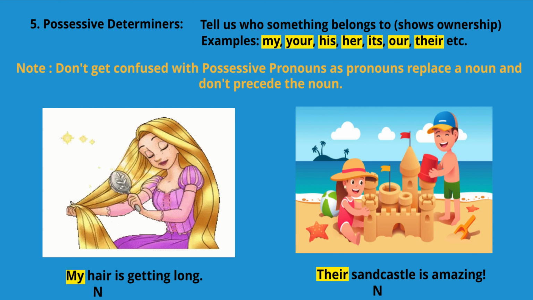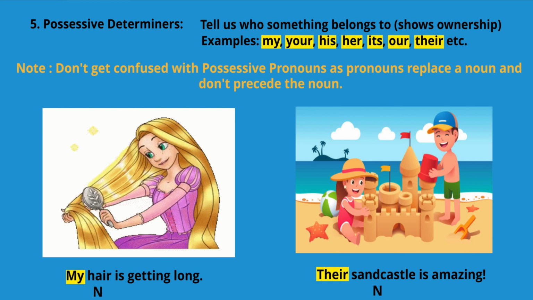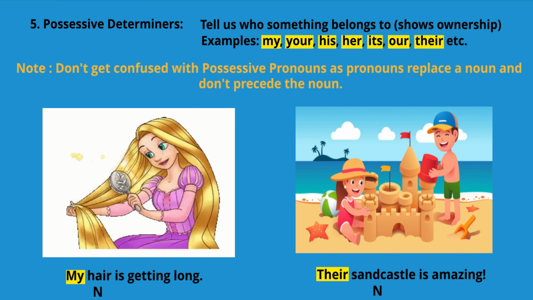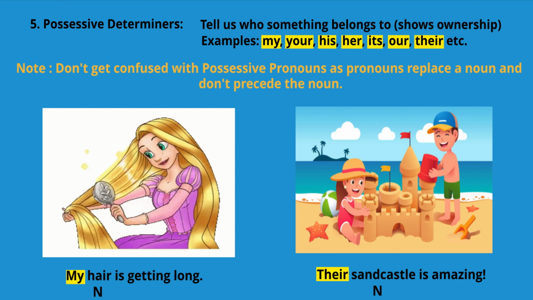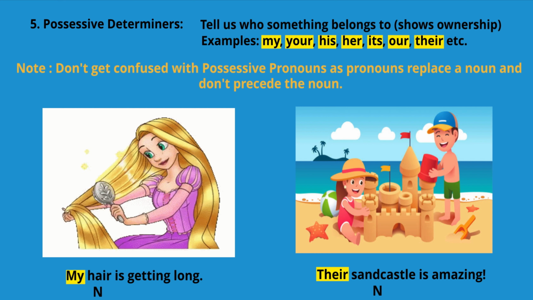You see a sand castle, right? They're building a sand castle on a beach. Their sand castle is amazing. Whose sand castle? Their sand castle. So it shows ownership. And sand castle is the noun in this sentence. And "their" came before the noun. That means it is the possessive determiner.